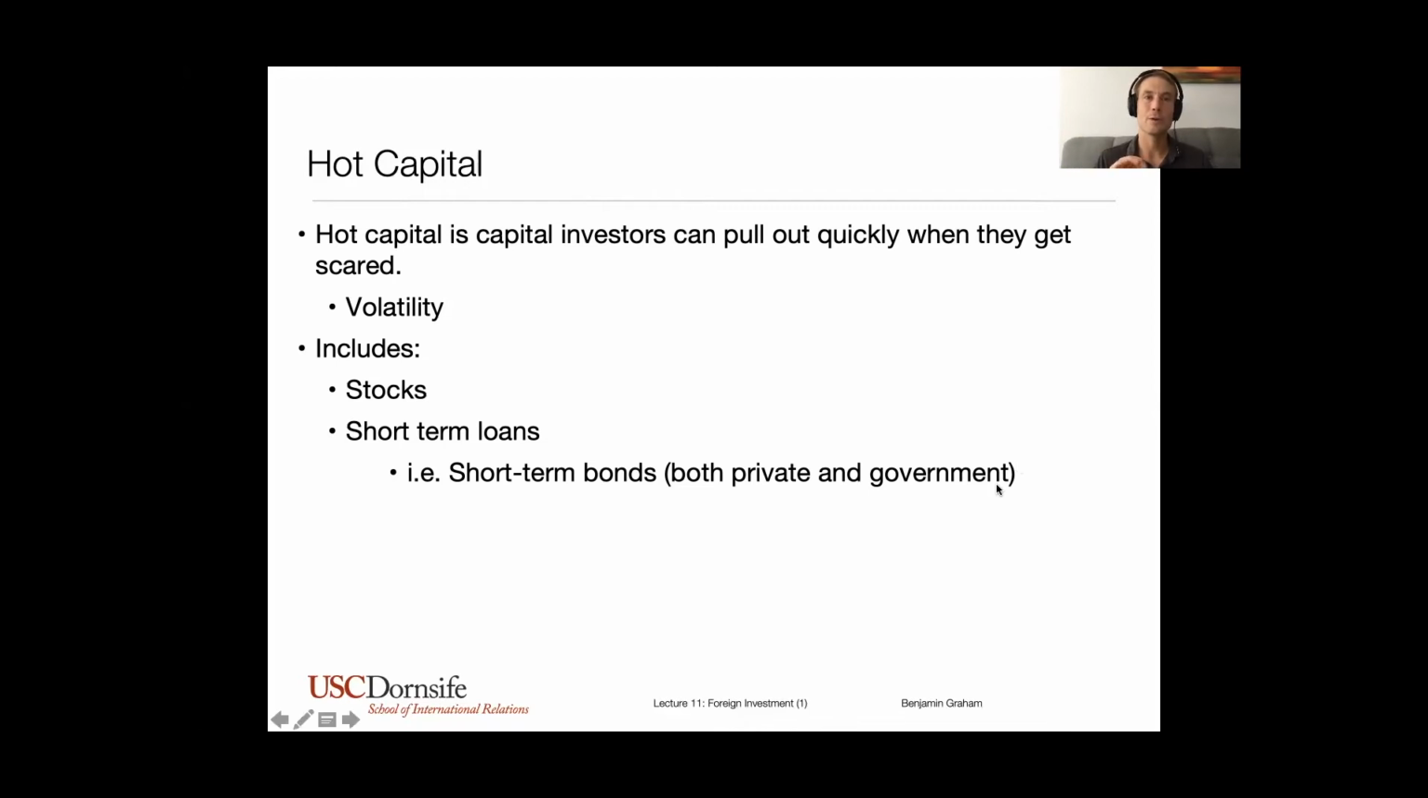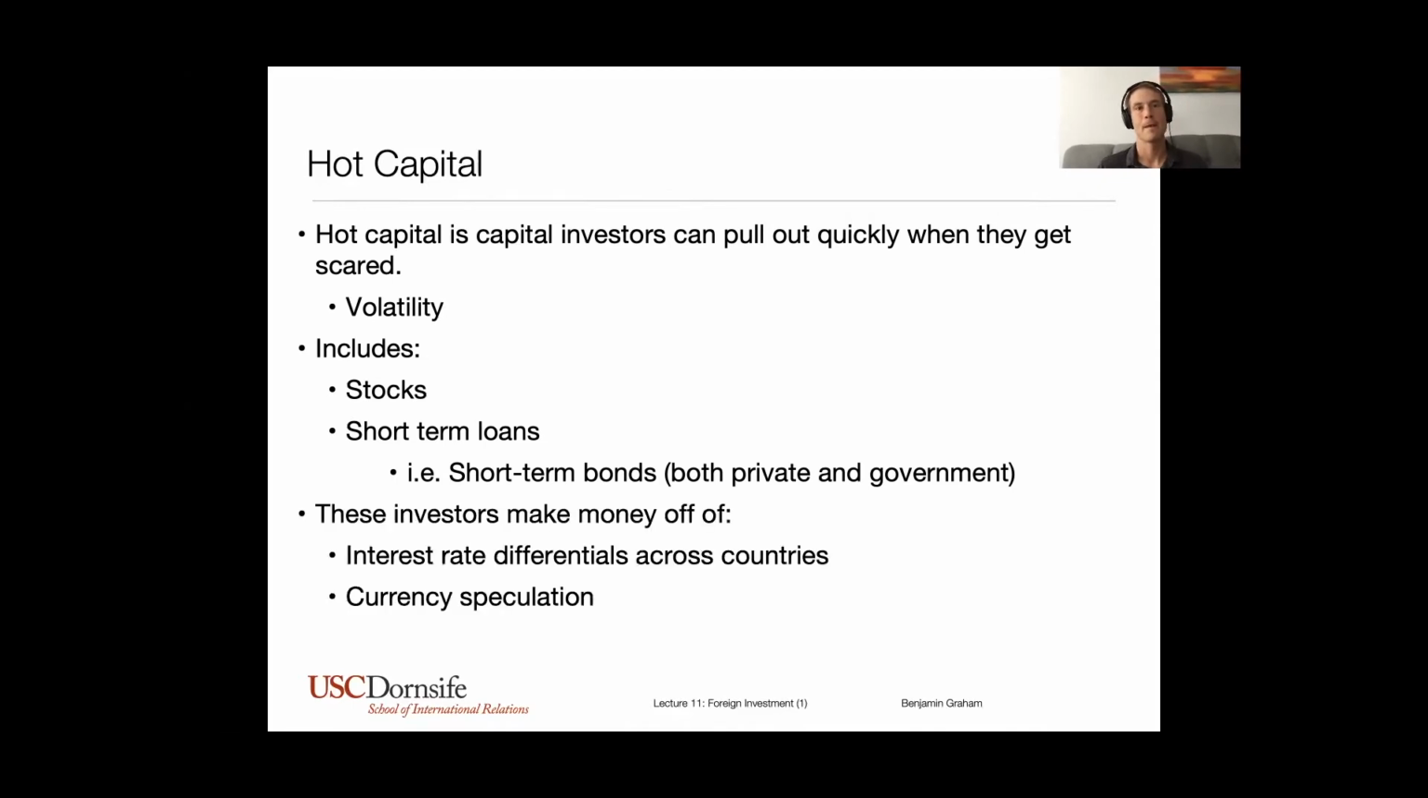Okay, so this hot capital is super risky. How do hot capital investors make money, right? Like what's in it from the investor side, right?